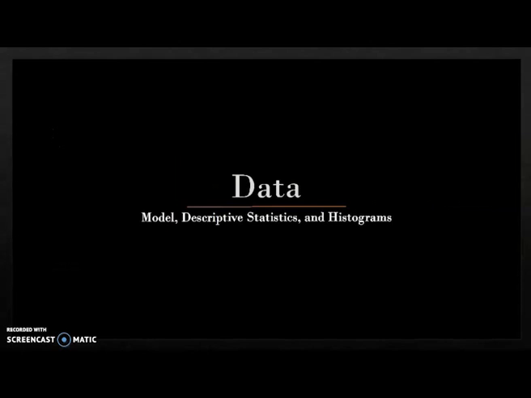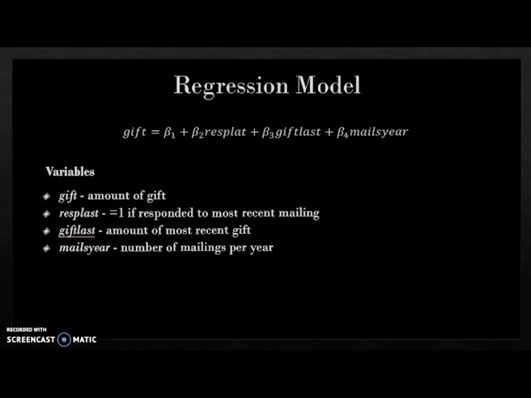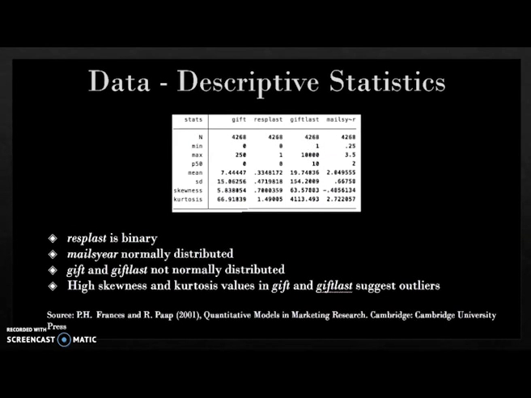We'll begin by describing our data. The model we are working with includes 4 variables, 3 independent. Our first independent variable is binary, while our other 2, as well as our dependent variable, are continuous. Our descriptive statistics table sheds additional light on the nature of the variables we're working with.